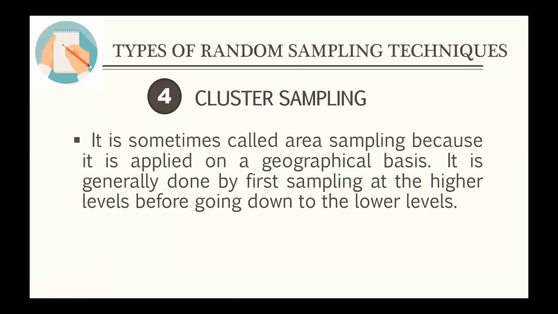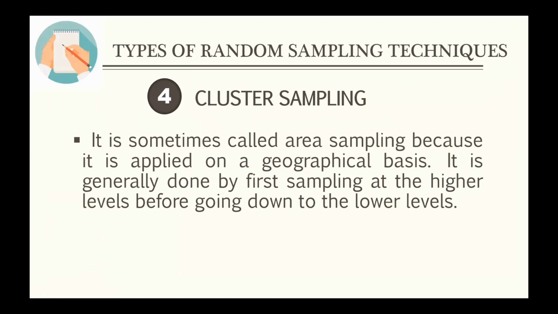Next type of random sampling technique is cluster sampling. It is sometimes called area sampling. It's because it is applied on a geographical basis. It is generally done by first sampling at the higher levels before going down to the lower levels.